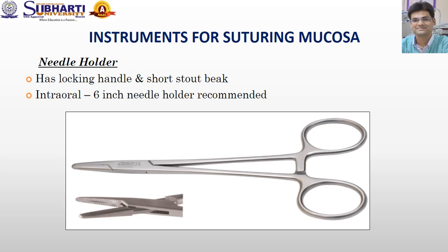Instrument for suturing mucosa. For suturing, we require an instrument, needle holder, tissue forceps, needle, and the suture material. Needle holder has a locking handle and its beak is short and stout, which is stronger as compared to the hemostat. It is recommended that for intraoral suturing, we require a 6-inch or 15 centimeter needle holder.